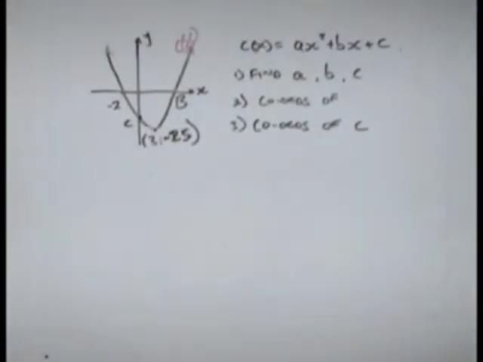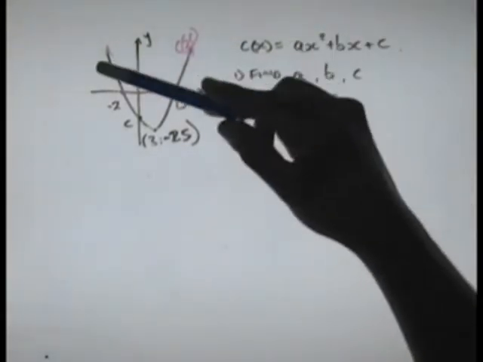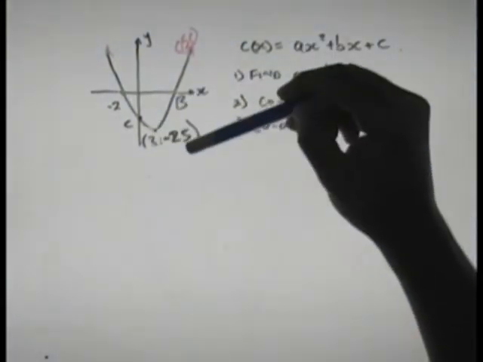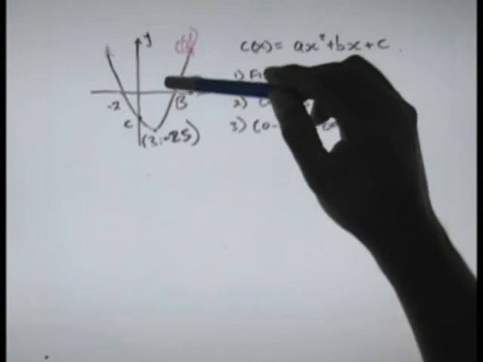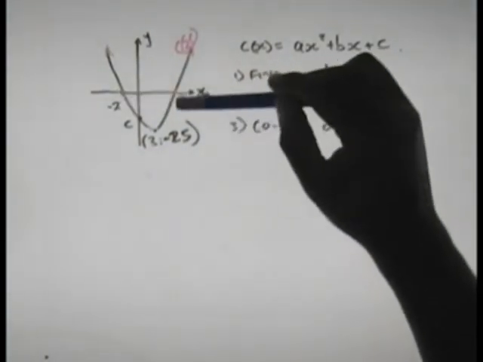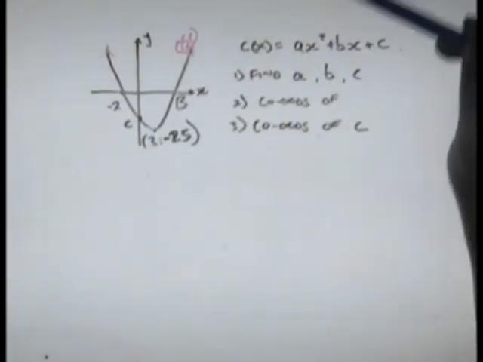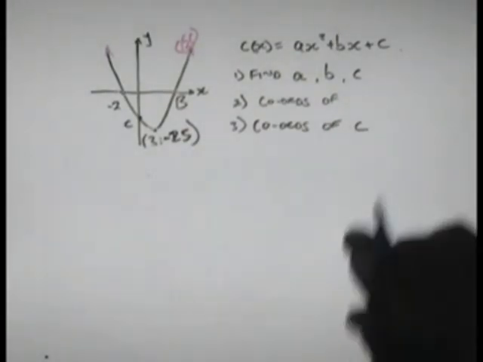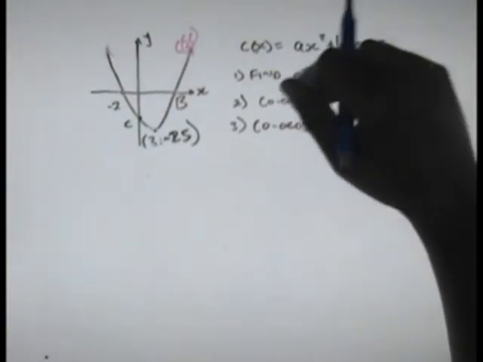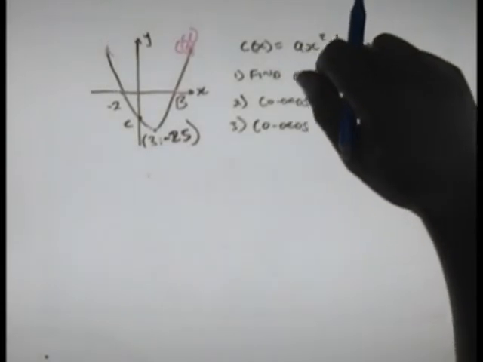The second one I gave you to do reads c of x is equal to ax squared plus bx plus c, where the turning point is (3, -25). B and negative 2 are my two x-intercepts, and my y-intercept is given by c. The first thing I asked is for us to find a, b, and c.